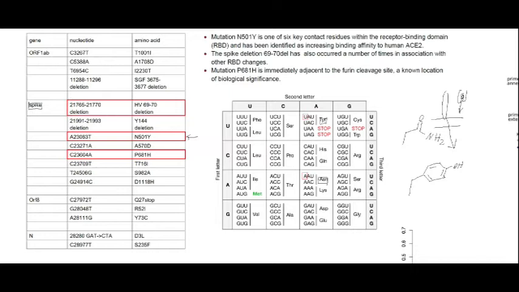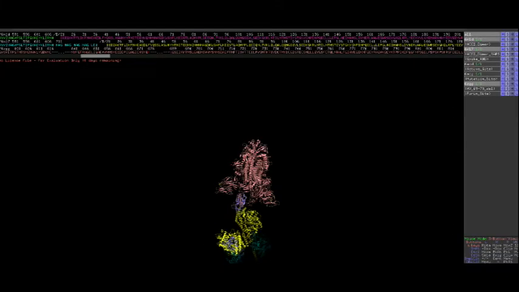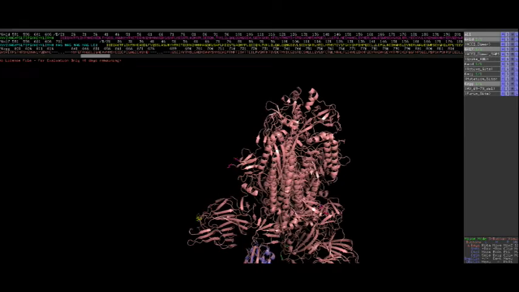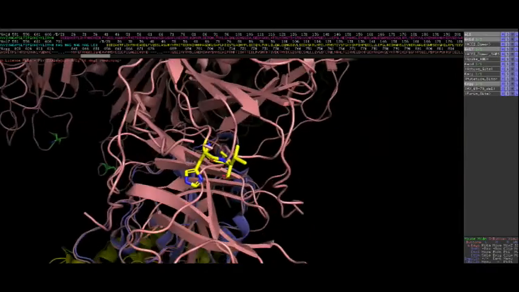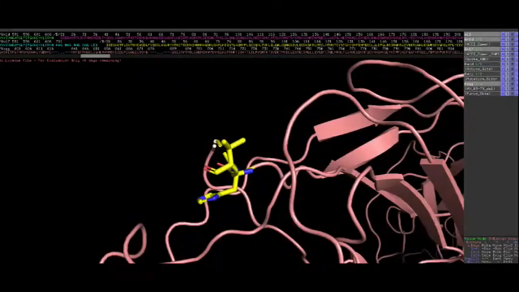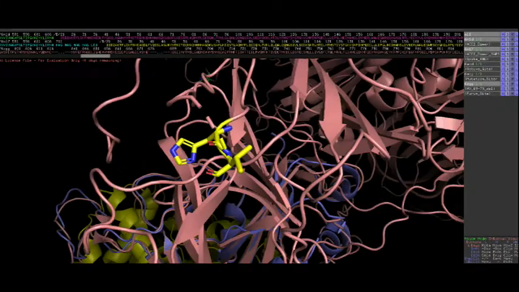And so this mutation adjacent to that furin cleavage site also seems to be important. And then the other one of interest here is this deletion of a histidine and a valine at locations 69 and 70. And so we can actually see that on here. So I have that down here in yellow. So this is the histidine and the valine that would be being deleted.